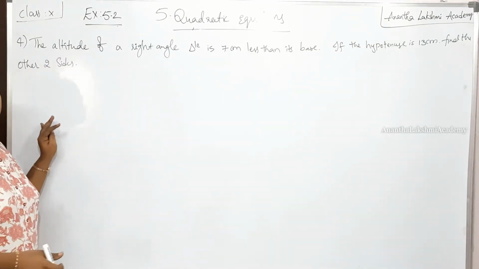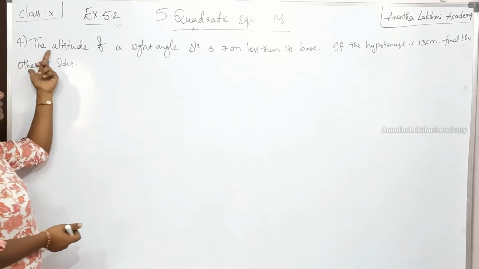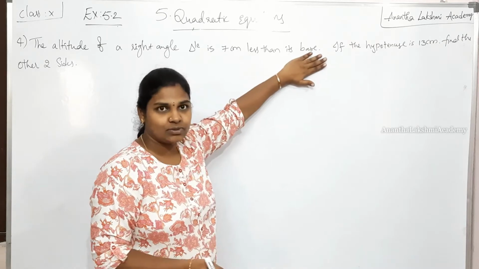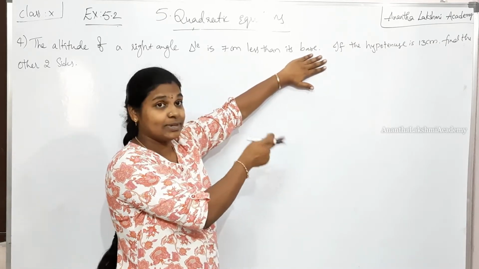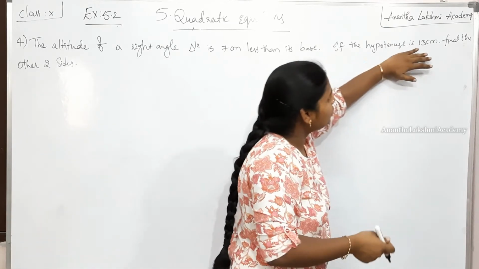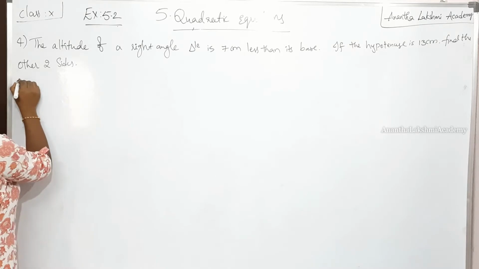So we have the fourth problem written on the board. Let me read that out for you. The altitude of a right angle triangle is 7 centimeters less than its base. So the altitude is dependent upon its base such that it is 7 centimeters less. If the hypotenuse is 13 centimeters, find the other two sides.